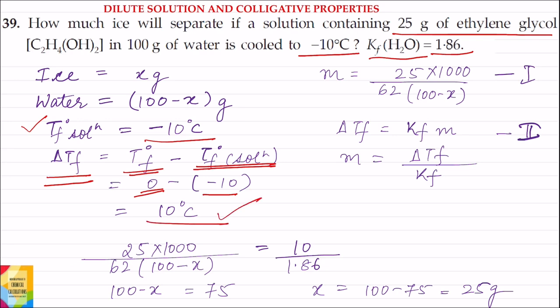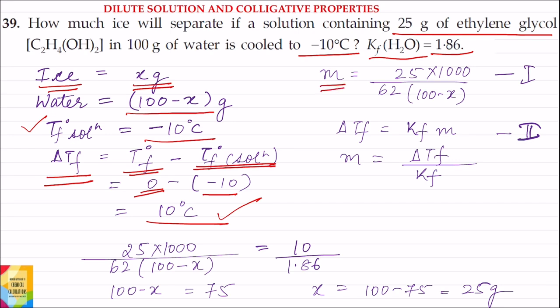Now, let us assume that the weight of ice that separates out, let it be x grams. Therefore, initially जो weight of water था वो 100 gram था. Now, after x gram of ice separates out, the weight of water will be 100 minus x gram. So, at minus 10 degree centigrade, 25 gram of ethylene glycol is present in 100 minus x gram of water.